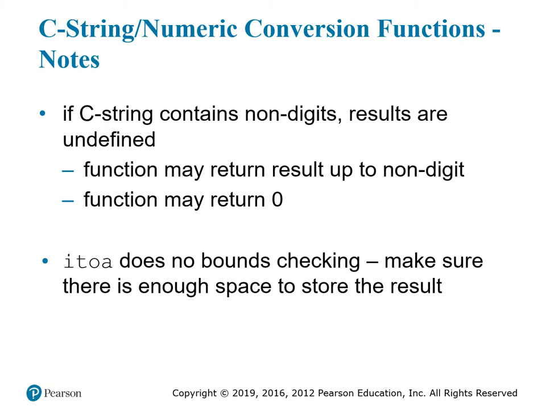Note some problems. If the C string contains non-digits, the results are undefined. There's no error checking built into these. So they make you do the checking ahead of time that the user entered digits only. That's where that isdigit that we looked at the very beginning of this presentation comes in handy. The function may proceed up to the first non-digit and return what it's got so far, or it may see that there's non-digits in here and just return 0. Also, none of these do any bounds checking. They're going to read until they find a null terminator if they're doing the A2 whatevers. I to A will keep writing until it's written out the entire number, whether it runs out of space in your string or not.